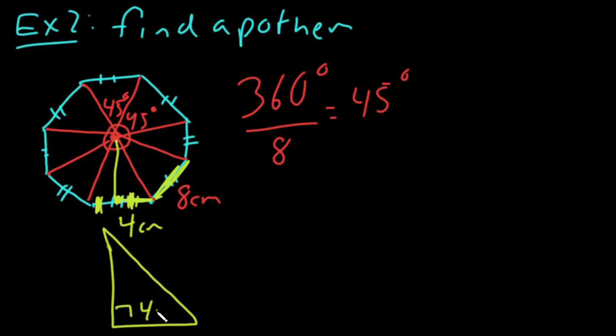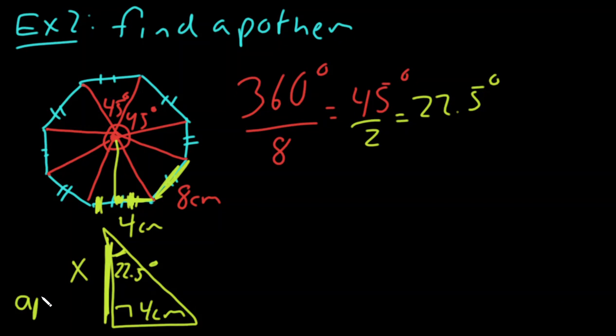We know that the base is 4 centimeters, and we want to find that angle up top. Well, what does the apothem do? It cuts everything in half. And so we'll do 45 divided by 2, which will give us 22.5 degrees. So I'll go back in and write that right there, 22.5 degrees. And the last thing I want to do for my right triangle is label my apothem x. Let's write that word one more time, finding the apothem.